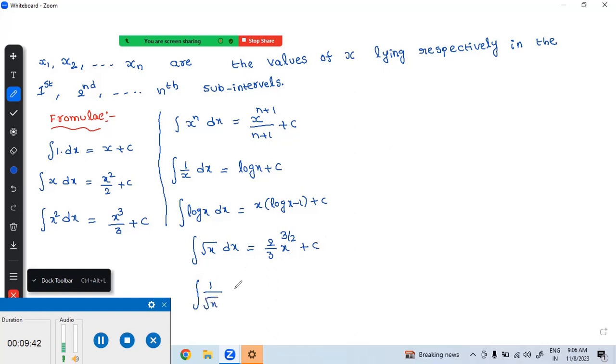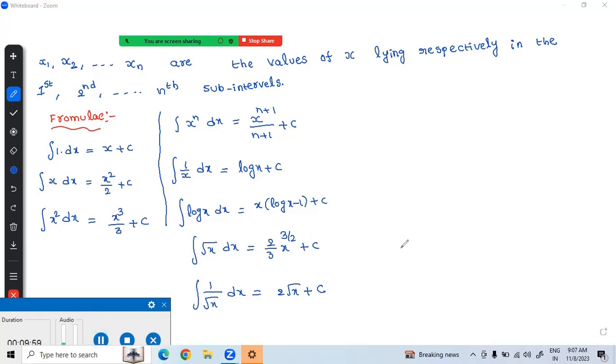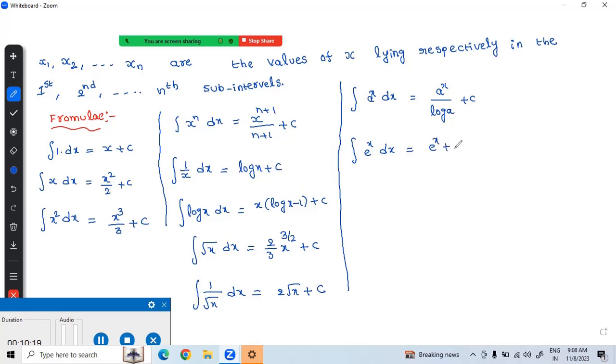Integration 1 by root x dx is 2 root x plus c. Integration a power x dx is a power x by log a. Integration e power x dx is e power x plus c. So these are the most important formulas.